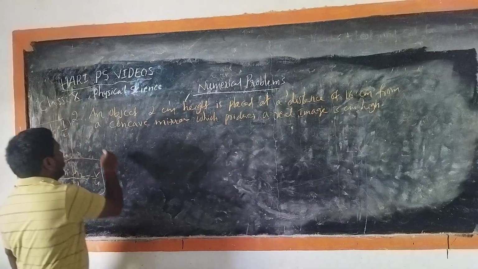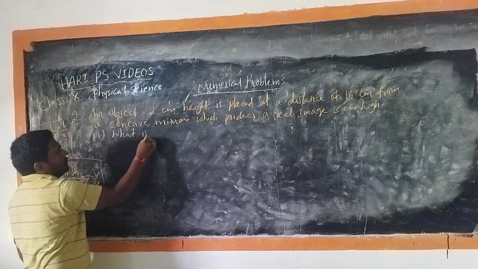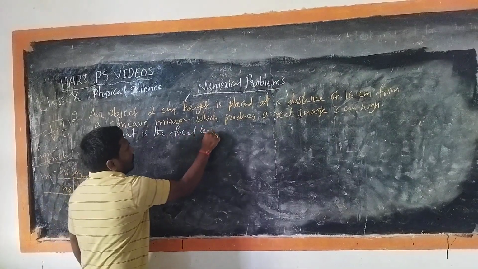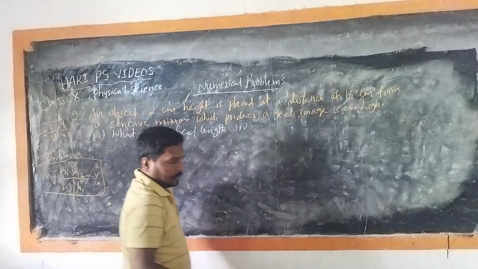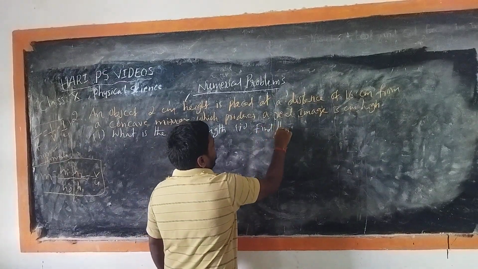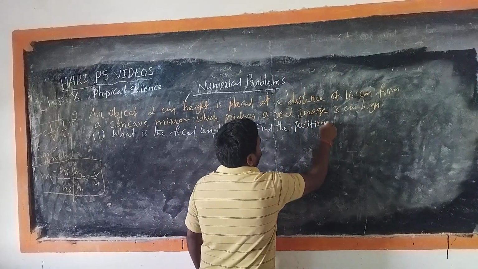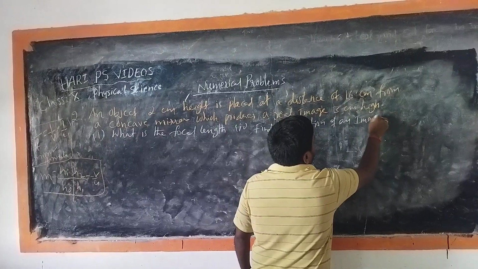What is the focal length? And the second one, find the position of an image.